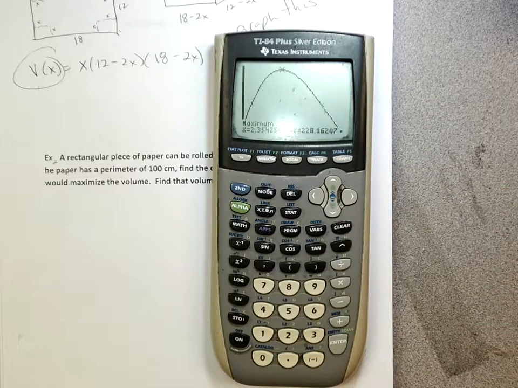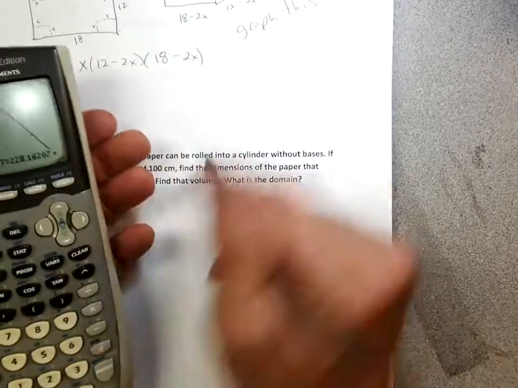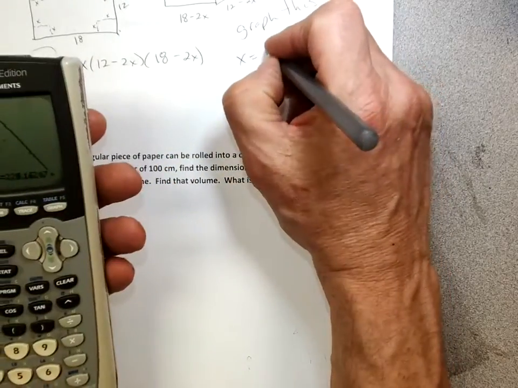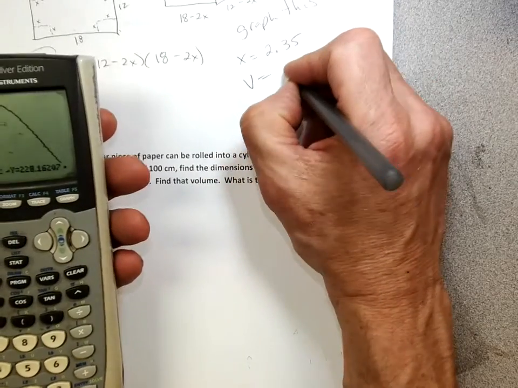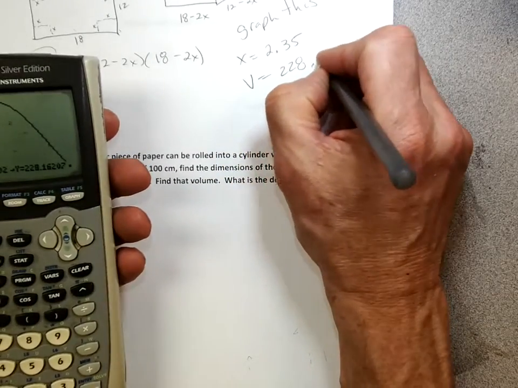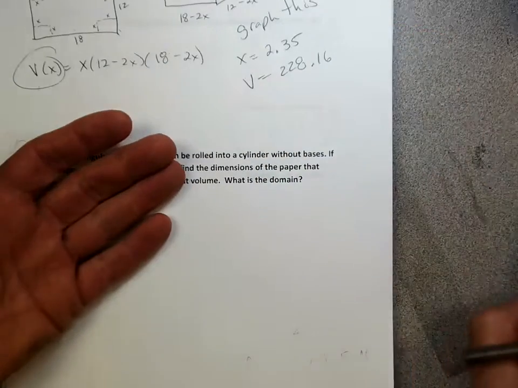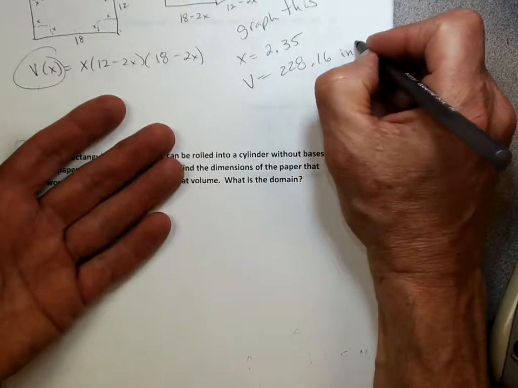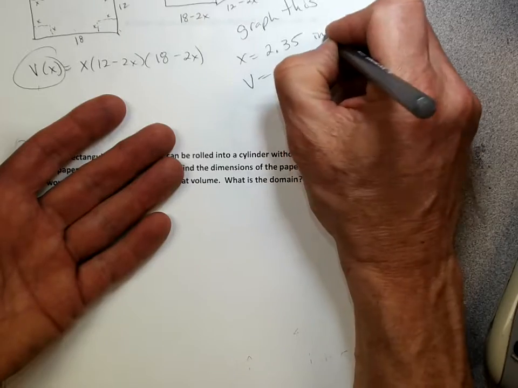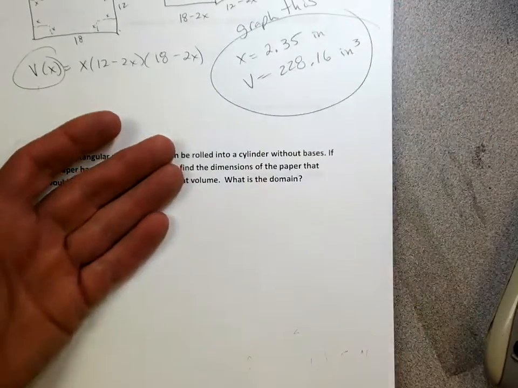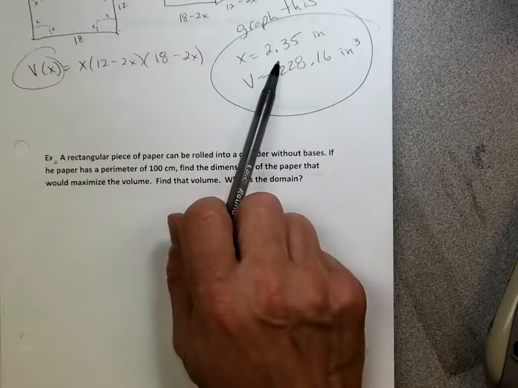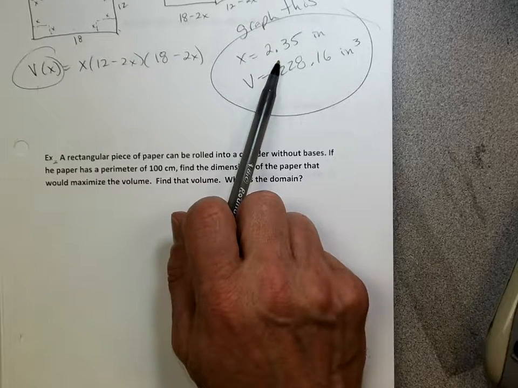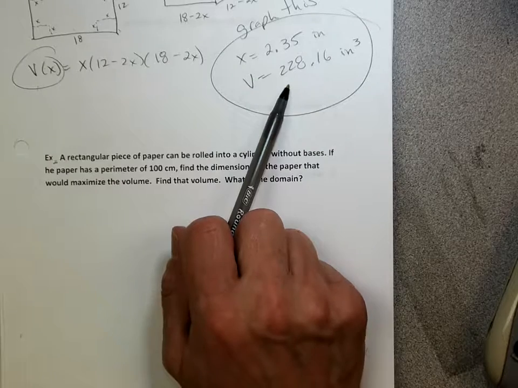Guess. So according to my calculator, the best cut is when x is about 2.35. That gives us a volume of about 228.16. And that would be in terms of inches cubed and in terms of inches, okay? So if we're going to make this box the biggest we can, we're going to make our cuts 2.35 inches. That'll give us a volume of 228.